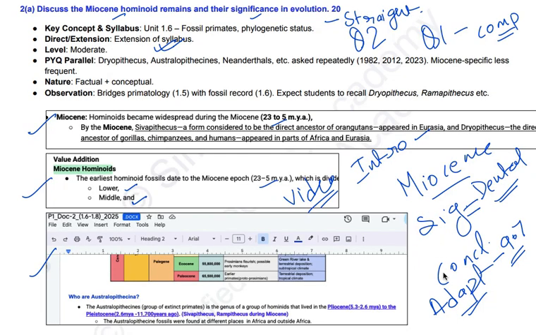So these are the things you can write in the significance portion, and I'm sure you won't lack content over here. And then at the end you can conclude accordingly. So I think this is a manageable question from the exam point of view.